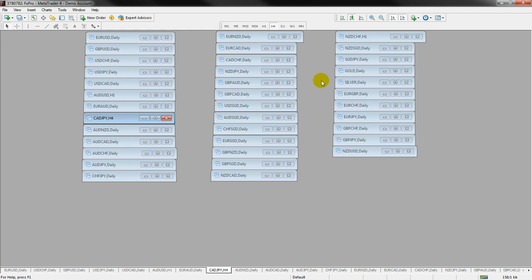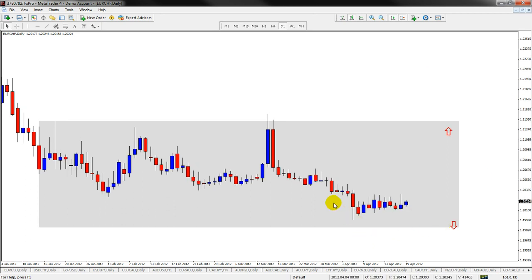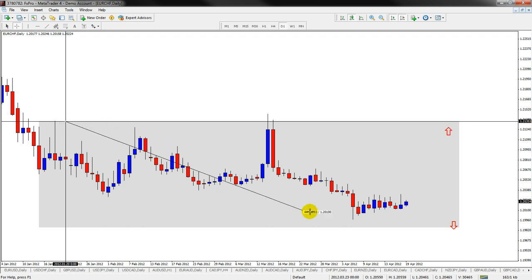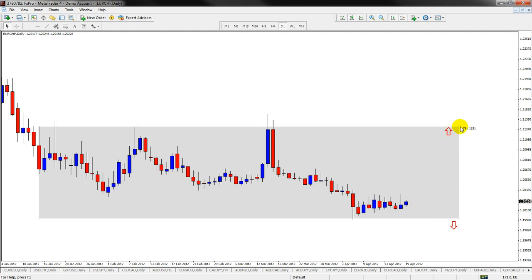Well, here's an example of a restricted range right now. On the Euro Swiss daily chart, that's a restricted range. The market's caught on the daily chart between a high of 121.35 and a low of, sorry, 119.93. Yeah, so if it breaks out either way, if it breaks out below this box or above this box, and comes back and touches it, I'm in. I'm definitely interested in this.